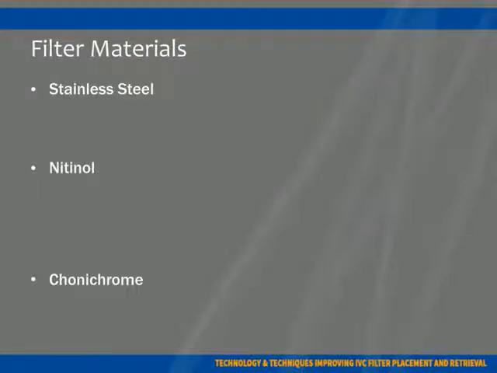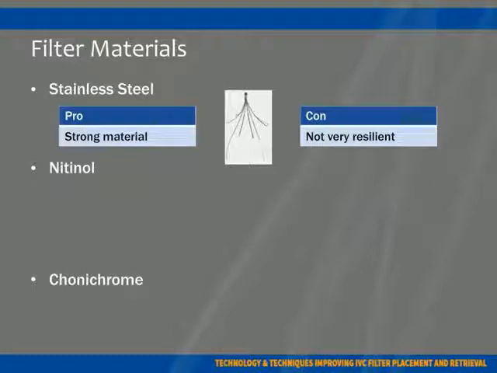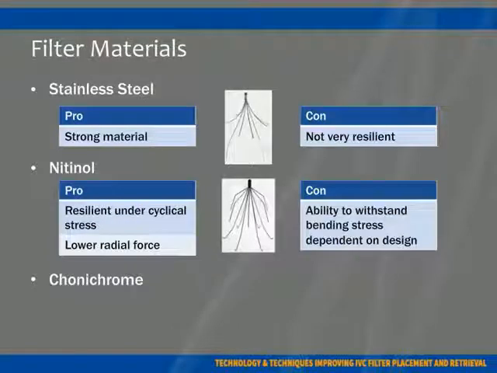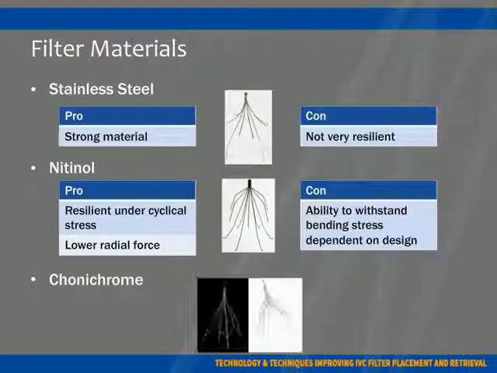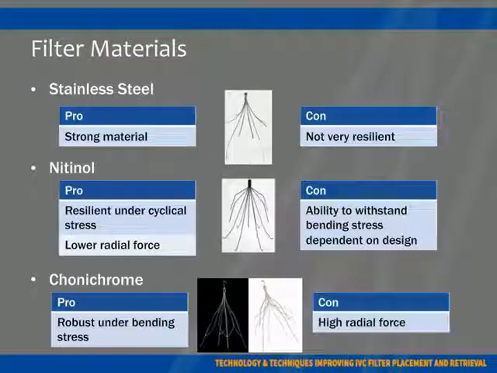So then we can look at materials, and we won't go into this too much, but basically stainless steel is very strong, but not resilient. Nitinol is resilient, but really the design matters a lot because, as you know, nitinol is conformable and flimsy enough that if you have a bad design, it can bend in a lot of different ways. And then the Phynox (Elgiloy) filters are robust, but they have a high radial force, so they push into the wall.